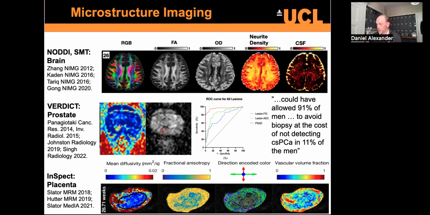So for us, the journey in microstructure imaging started in neuroimaging with techniques like NODDI, which is where these maps come from, and is now quite a widely used technique in neuroimaging, part of various standard imaging protocols. So, producing these quantitative maps: orientation dispersion, neurite density, and this third one here is a confounder that you have to estimate to estimate these maps. It's a kind of partial volume with fluid in the brain.